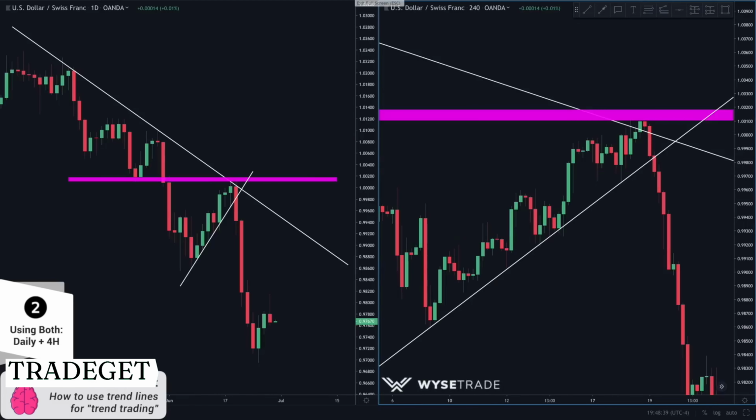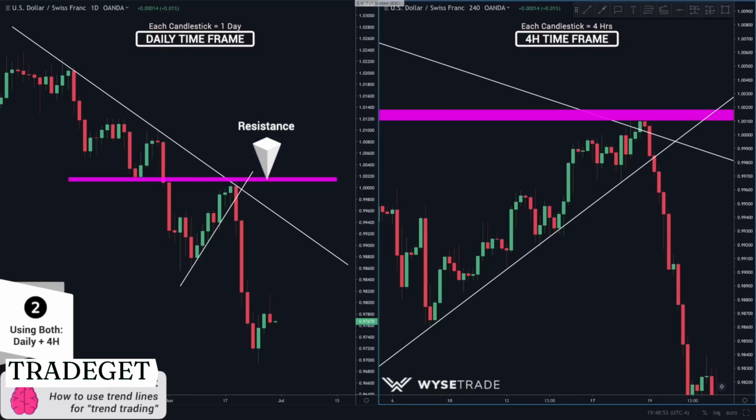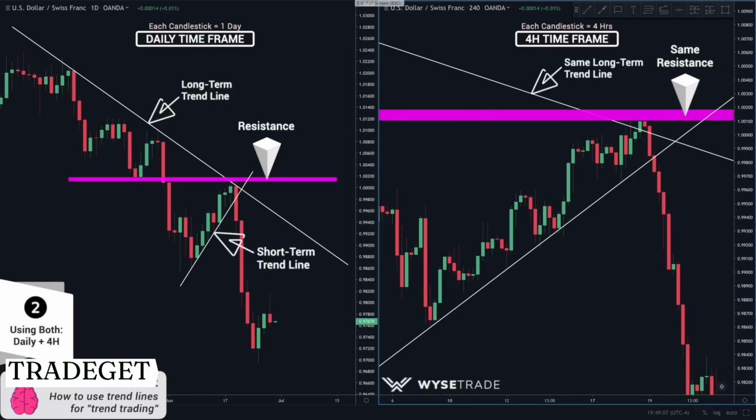So here we have both time frames side by side. This chart on the left is your daily time frame, meaning each candlestick represents 1 day. The chart on the right is the 4-hour time frame, meaning each candlestick represents 4 hours time. Here is the resistance level on the daily time frame, and here is the same resistance level on the 4-hour time frame. Here is the long-term trend line on the daily time frame, and here is the same long-term trend line on the 4-hour time frame. Here is the short-term trend line on the daily time frame, and here is the same short-term trend line on the 4-hour time frame.